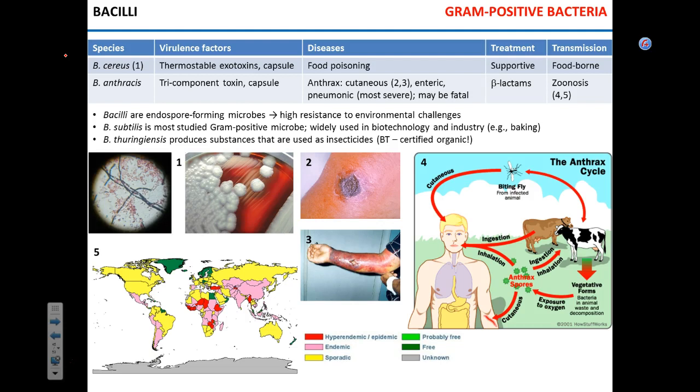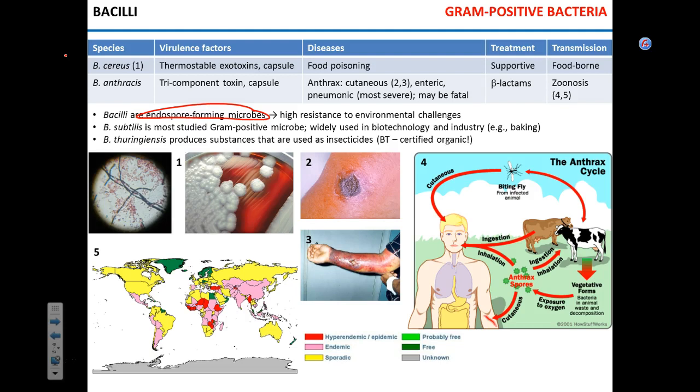Bacilli are endospore formers, first of all. They are very resistant to the environment. Not only this, they actually exist in the environment. They're everywhere. Remember when we did a hand wash lab and there were large blobs? That's Bacillus. Somebody picked up the spore.